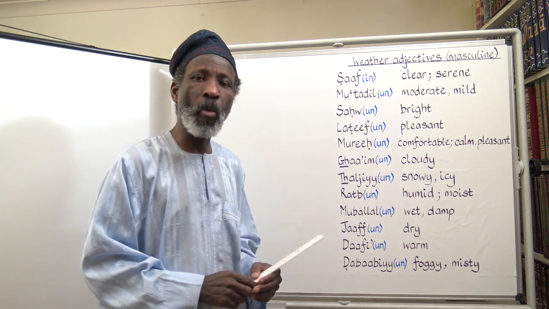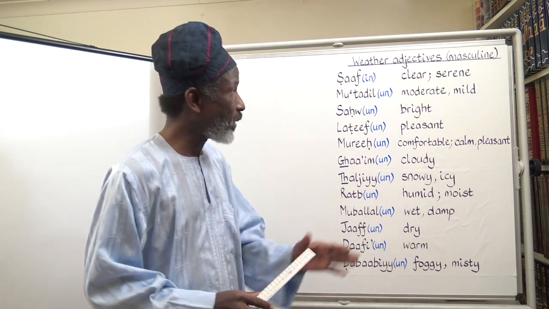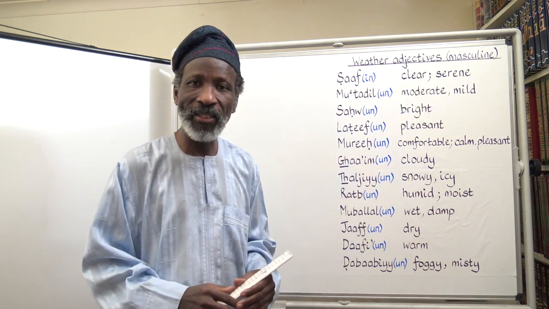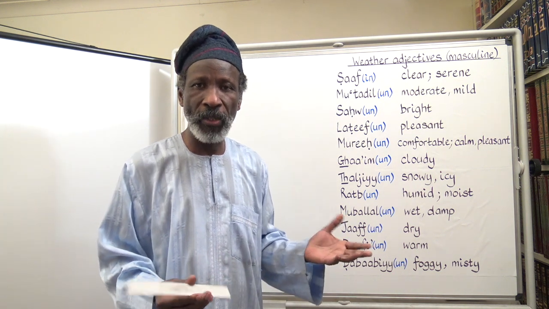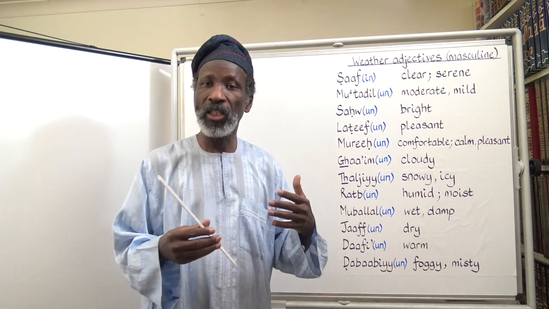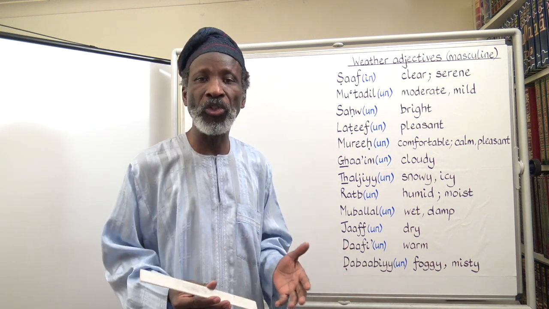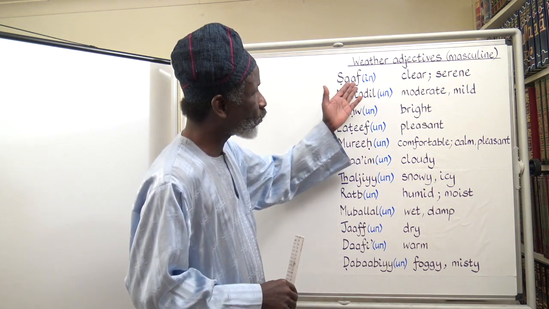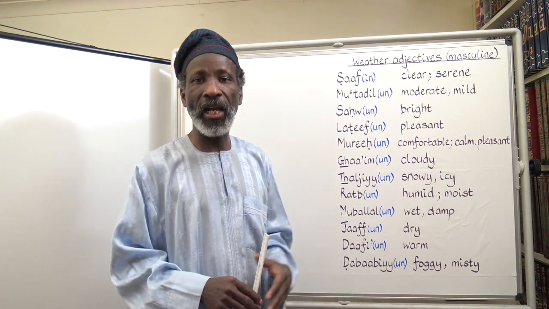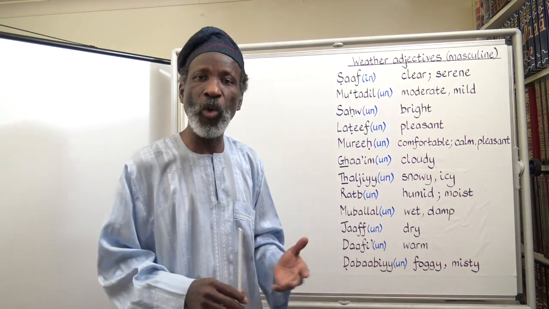معتدل, that means moderate or mild. الجو معتدل اليوم. So you know how to say الجو حار جدا اليوم. الجو صاف, very clear. الجو معتدل, moderate or mild.